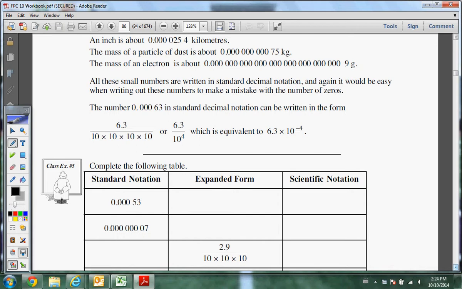Okay, an inch is about 0.000025 kilometers. I won't say all the zeros here, but the mass of a particle of dust is about 9 zeros and a 7.5 of a kilogram. The mass of an electron, so very light, obviously, is 3, 6, 9, 12, 15, what you got already? 27 zeros and a 9 grams. All these small numbers are written in standard decimal notation, and again, it would be easy to write them out if we had scientific notation. So let's do our table, and then we're going to do the same thing, writing out those from the beginning, so don't forget those numbers there.